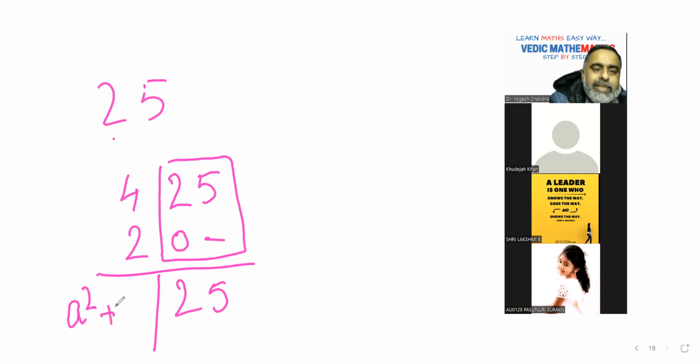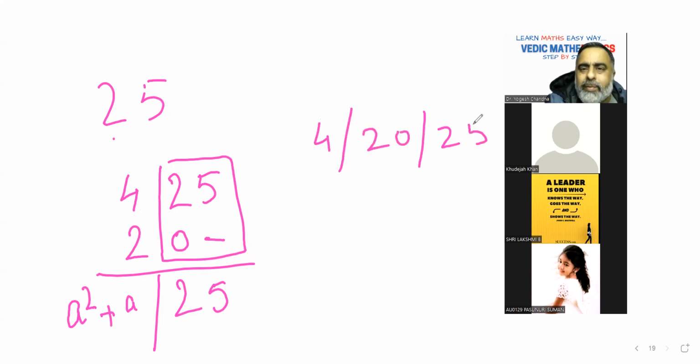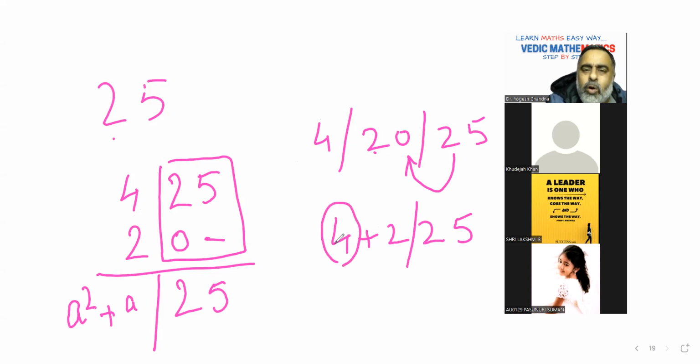So what you are doing? A square plus A. 25 is fixed, and this 2 is moving there. So 4 plus 2, then only you get 6. So what is this 4? It is basically your A square, plus A. 25. Now clear?